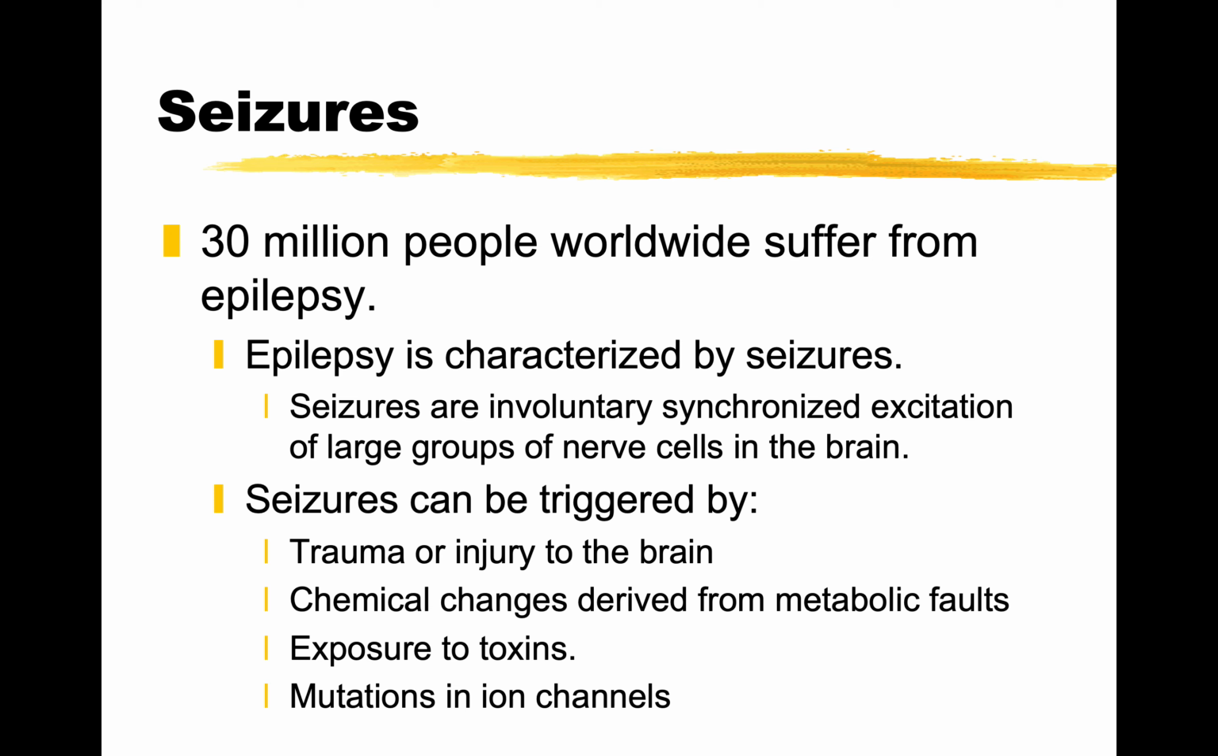30 million people worldwide suffer from epilepsy. Epilepsy is characterized by seizures. Seizures are involuntary synchronized excitation of large groups of nerve cells in the brain. Seizures can be triggered by trauma or injury to the brain, chemical changes derived from metabolic faults, exposure to toxins, and mutations in ion channels. Epilepsy has to do with sudden electrical charges, and that causes the individual to go into seizures because the neurons are firing and they will not stop firing.